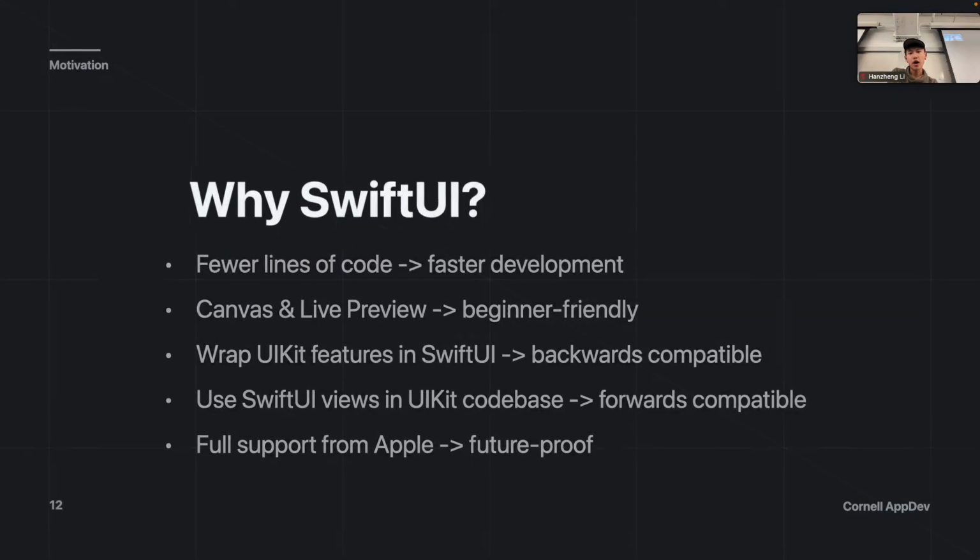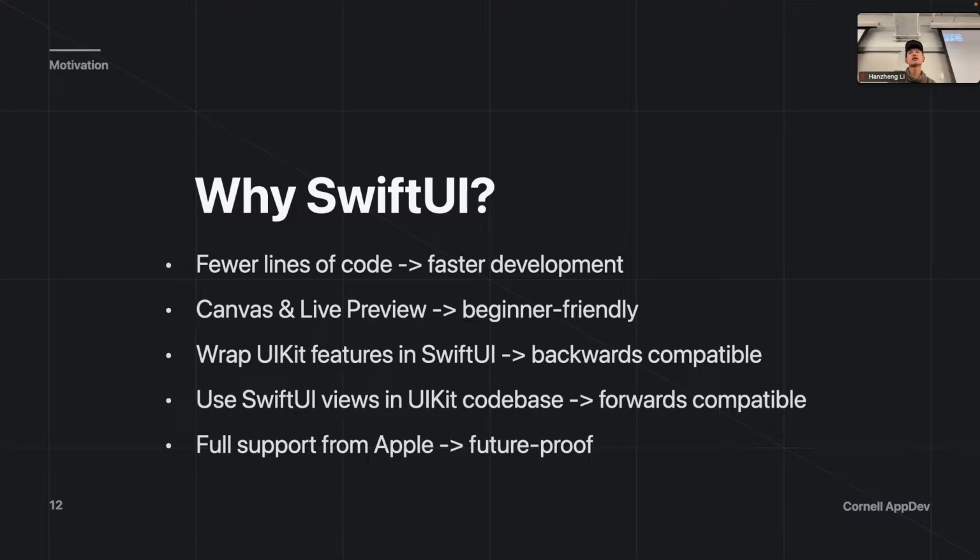So why SwiftUI? The main thing is that you're going to be writing many fewer lines of code, so you're going to develop apps a lot more quickly. Another feature, or two features I guess, are the canvas and live preview, which allow you to update a piece of code, and you don't have to actually recompile the entire code base in order to see what changes are reflected on your screen. I'm not going to be covering this today, because it doesn't actually work on my computer, but these are beginner-friendly UI-oriented development features that help people build UIs without knowing how to code very well yet.